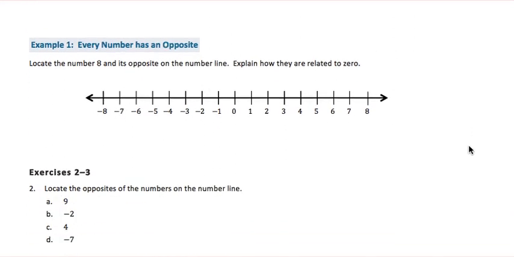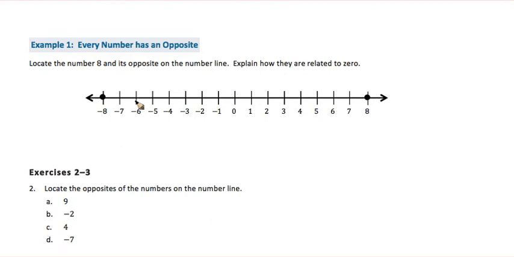Now, on the number line, they've asked us to locate the number 8 and its opposite and explain how they are related to 0. And so our number 8 and its opposite would be 8 units away from 0 on the opposite side of 0. They are related to 0 because they are the same distance away from 0. And if we combine them, we would get 0.